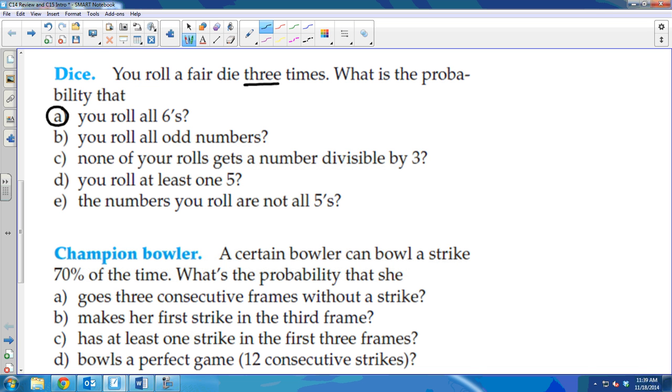So how would we set that one up? 1 over 6. What about 1 over 6 to the 3rd power, right? 3 separate rolls. Does 1 roll influence the roll before it? No, so they're all independent, so we can just multiply them. That ends up being, if you're interested, approximately 0.0046.